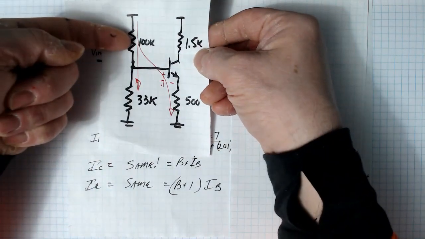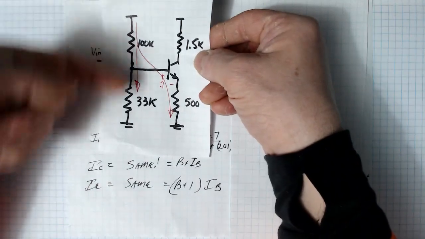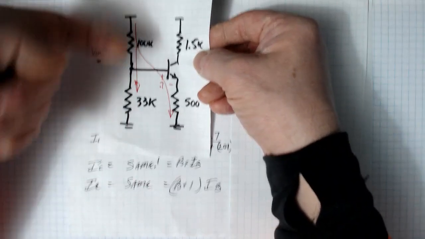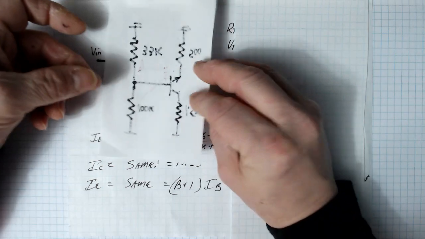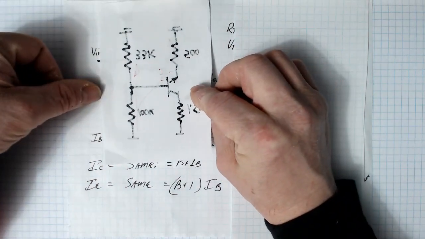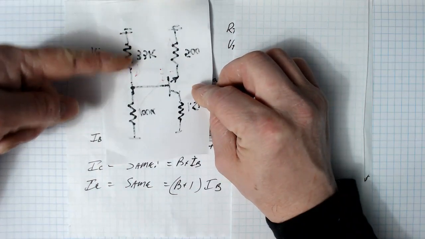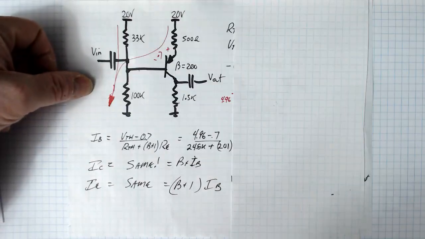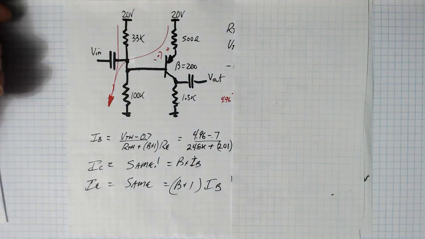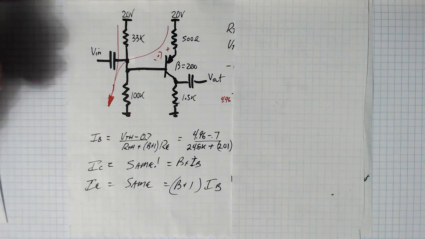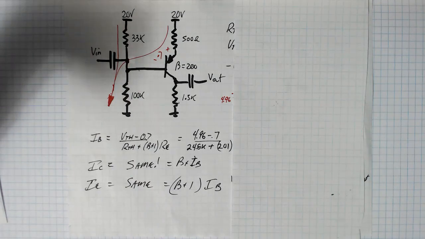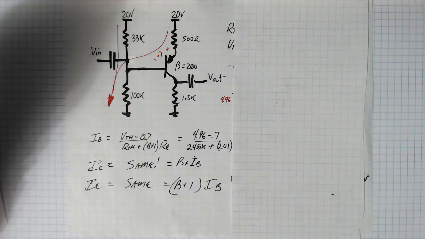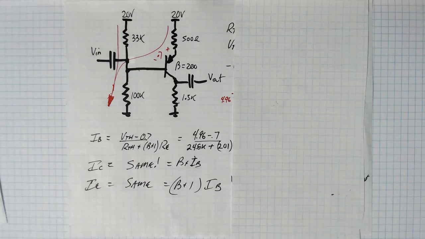So the 100K is going to go to the bottom and the 33K is going to go to the top. All the positions of the resistors are going to flip over when I do this. And you can kind of see them here. The 33K is at the top now. Here's the 100K, 500 ohms, 1.5k ohms. That's how you would draw the PNP transistor in the same voltage divider bias configuration.